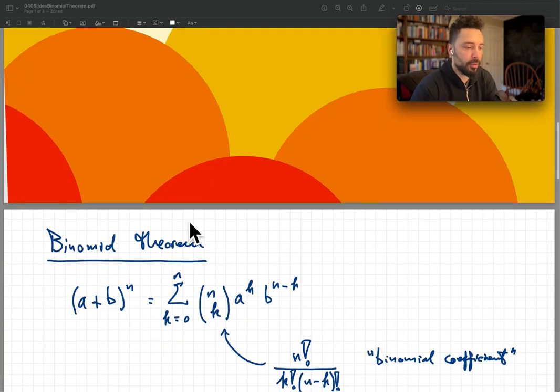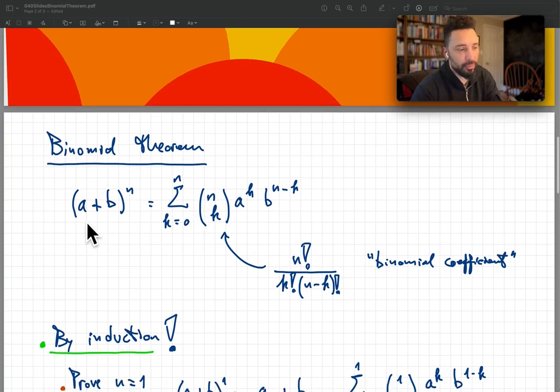Today we're going to talk about the binomial theorem and how to prove it. So let's get started. This is a statement of the binomial theorem: (a + b)^n is the sum from k equals 0 to n of the binomial coefficient n choose k, which is simply n factorial divided by k factorial times (n minus k) factorial, times a to the k, b to the n minus k.